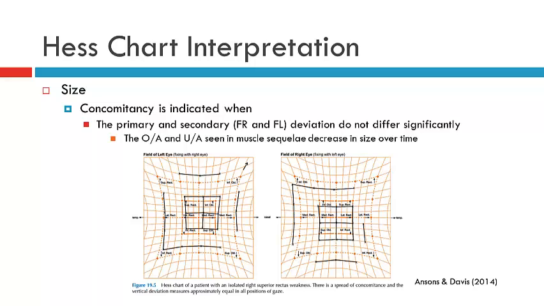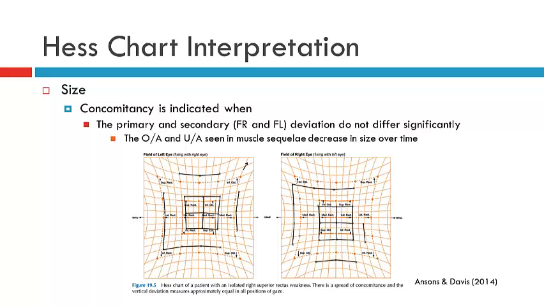Another thing to note about size is when you're struggling to work out which field is larger or smaller than the other, you're starting to look at concomitancy. When you have a small field and a large field, what you've got is incomitancy. So the opposite of that is when the fields start to look very similar, you've got concomitancy. This happens with long-standing palsies. With time, the muscle sequelae will decrease and the deviations between the eyes will become very similar.